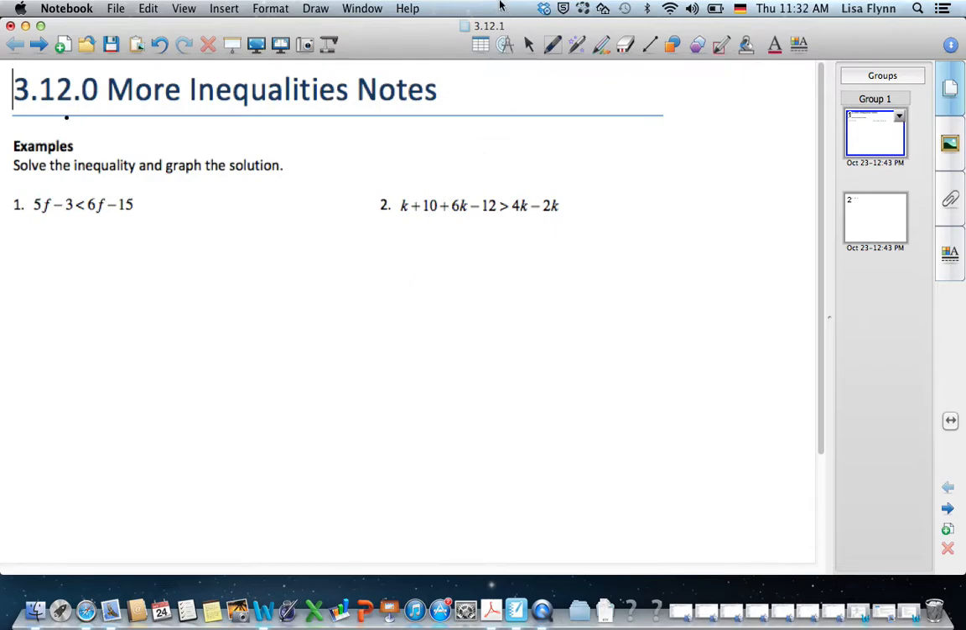Okay, so let's start with the one on the left. Notice that you have a variable on both sides of your inequality. As we said yesterday, we can start by just treating it as we would an equation. So should we try and get the f terms on the same side?